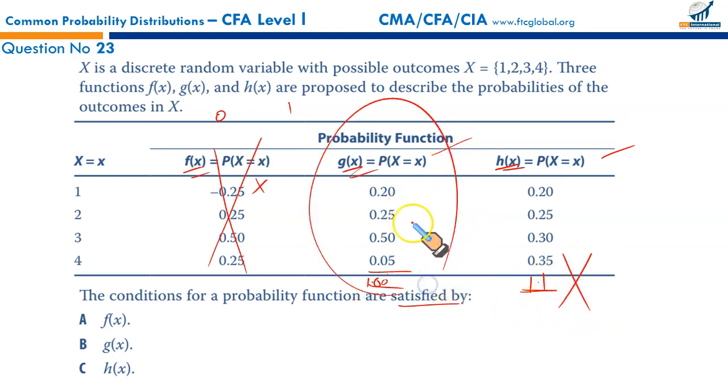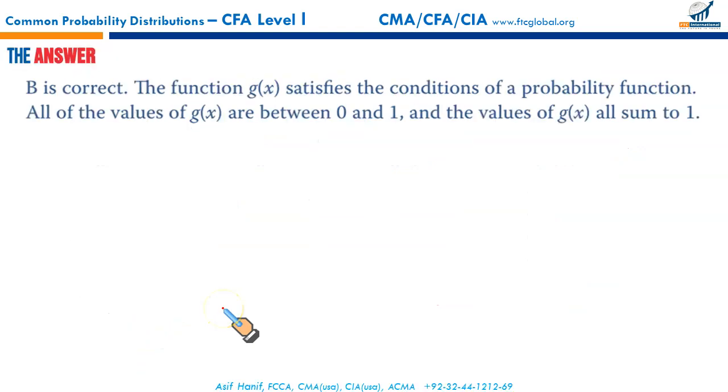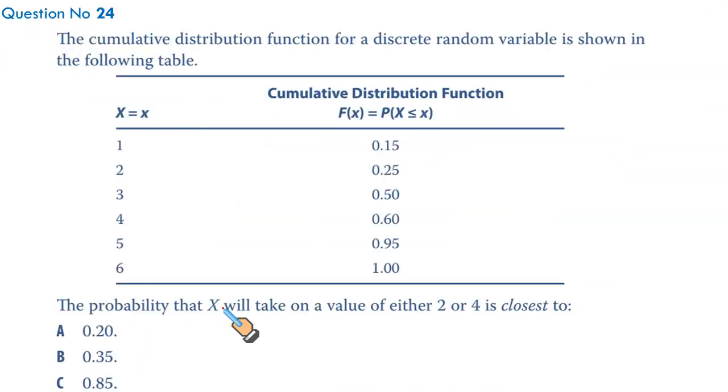So it appears Gx fulfills the conditions. It's between 0 and 1, and the sum of probabilities is equal to 100%. So Gx is the right answer. Next, again, a distribution function is given. What is required? The cumulative distribution function for a discrete random variable is shown in the table below. The probability that X will take on value of either 2 or 4.